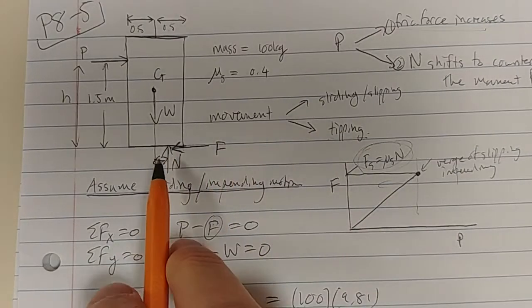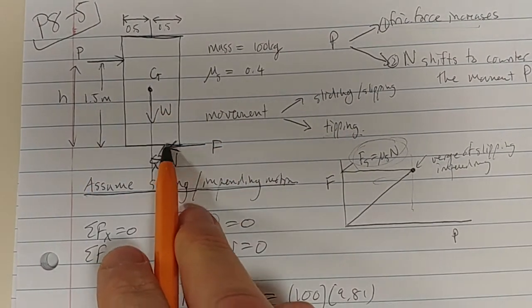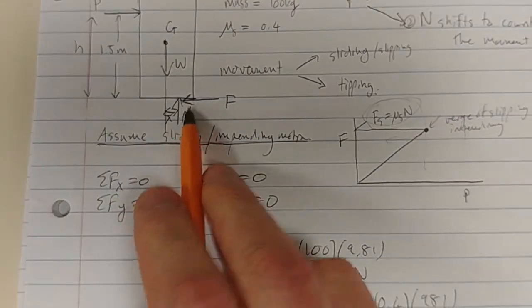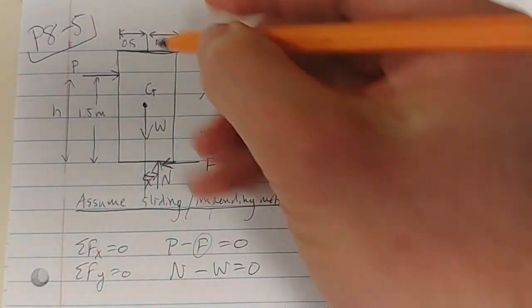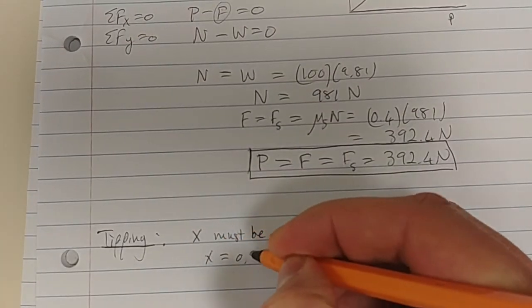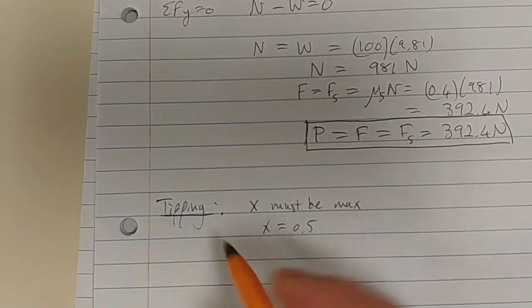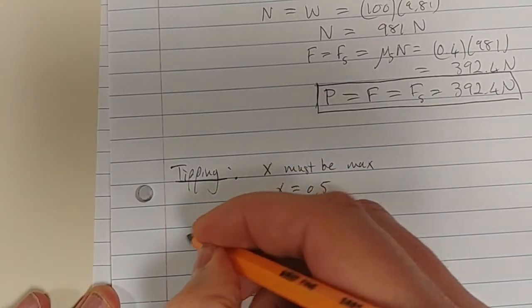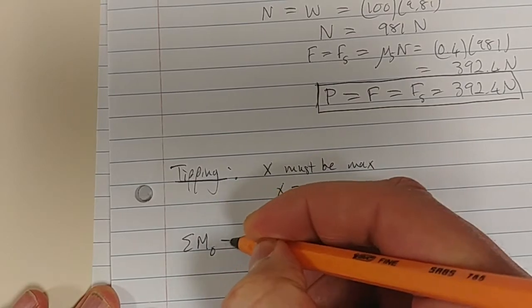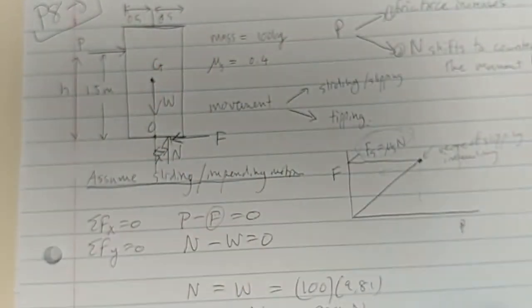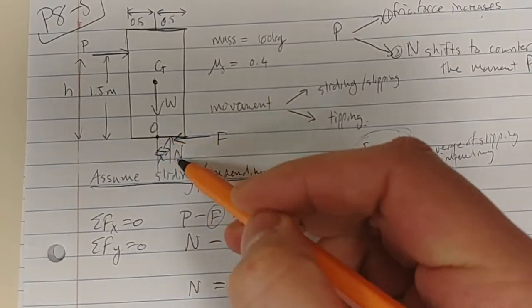So for tipping to occur, X must be maximum. Okay, what is X? X is that distance from the center to where the normal force is located. So the maximum that N can be would be 0.5, right? So X is 0.5. So now, with regards to tipping, we need to check moment equilibrium. So that is the sum of the moments about O equals 0. Let's take moments about that point.